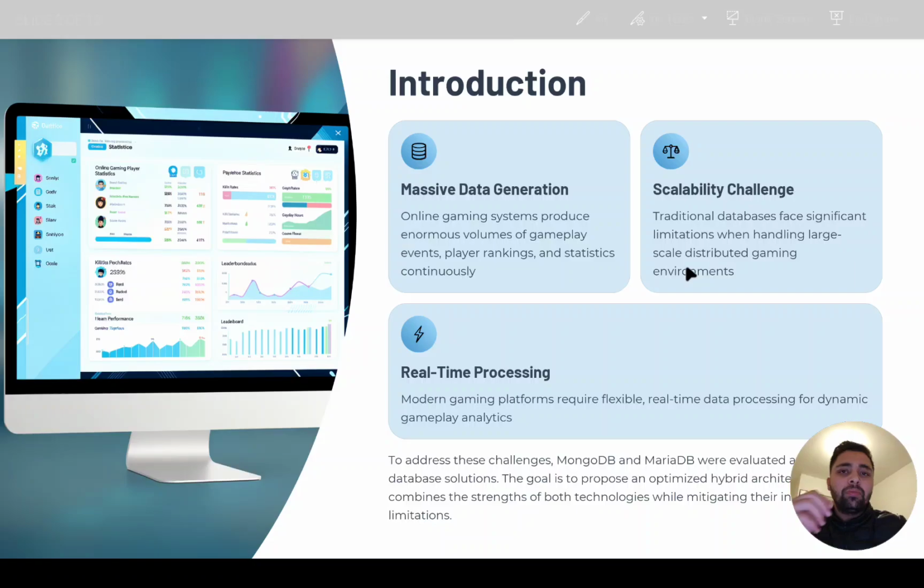Online gaming systems generate a massive amount of data, including gameplay stats, gameplay events, rankings, and player stats. Traditional relational databases work effectively for smaller structured data, but they face scalability limitations when the amount of data and users increases significantly. Modern gaming environments also require flexibility and real-time processing capabilities. Because of these challenges, this report evaluates MongoDB and MariaDB and proposes an optimized database solution for large-scale gaming systems.